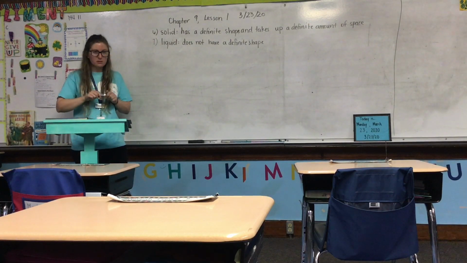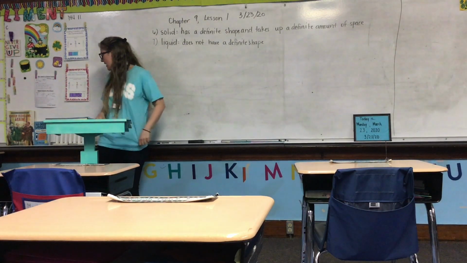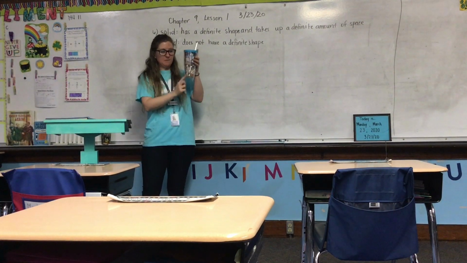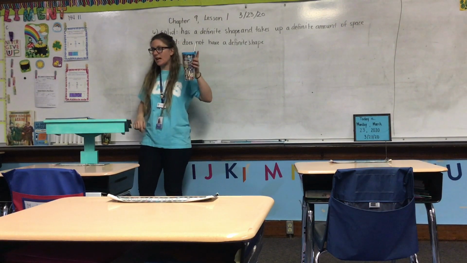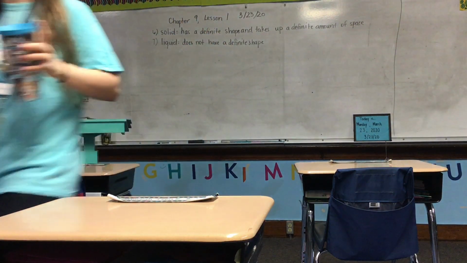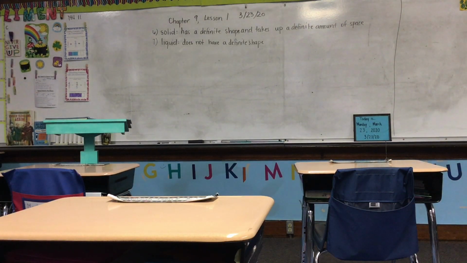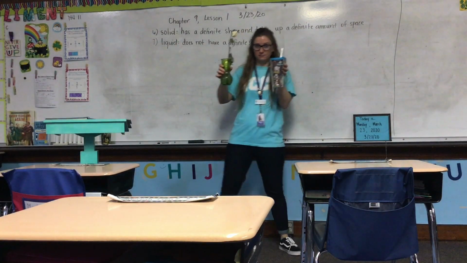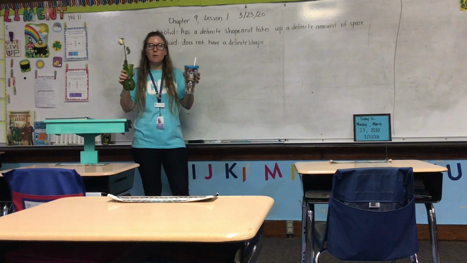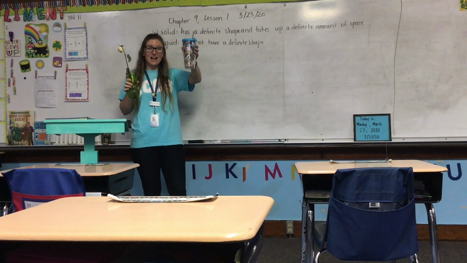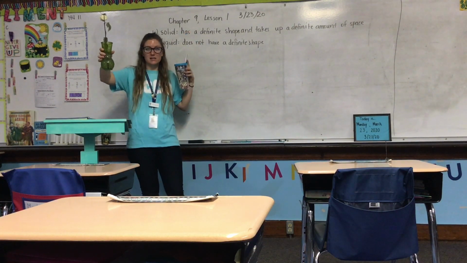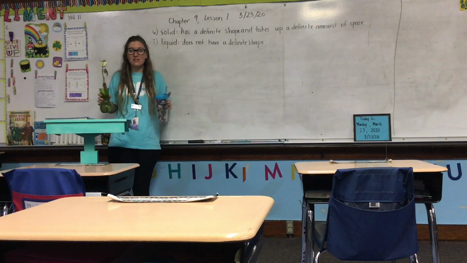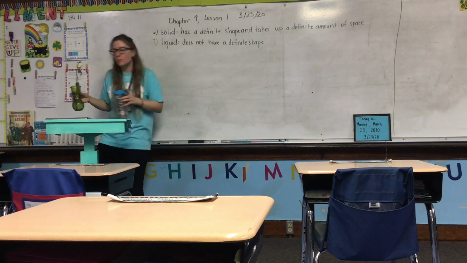If I had water and I were to pour it in this cup, that water would take a different shape than if I poured it into this vase. So even though they both have water in them, the water in this cup is a different shape than the water in this vase. So that's what that means. It doesn't have a definite shape. It's going to take the shape of whatever container you pour it into.